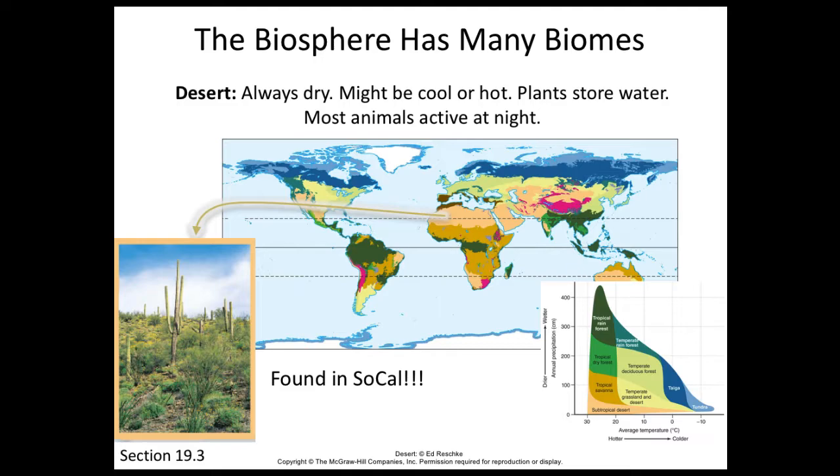Our next biome is the desert. Deserts are always dry. In fact, they are characterized by dry conditions, not by hot conditions. Many deserts of our planet are actually very cold, and it can even snow. Desert plants must store water to survive these extremely dry conditions, and because it's so dry, most animals are only active at night to conserve water so that they don't lose it in that dry daytime. Many deserts are found right here in California, particularly in Southern California, such as San Diego County.